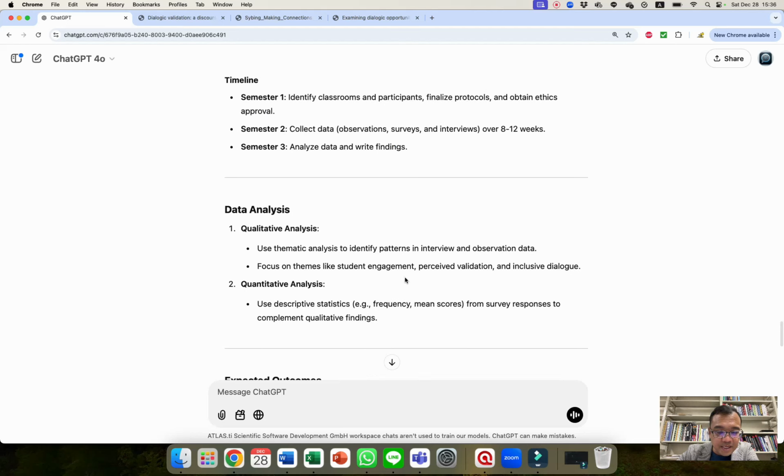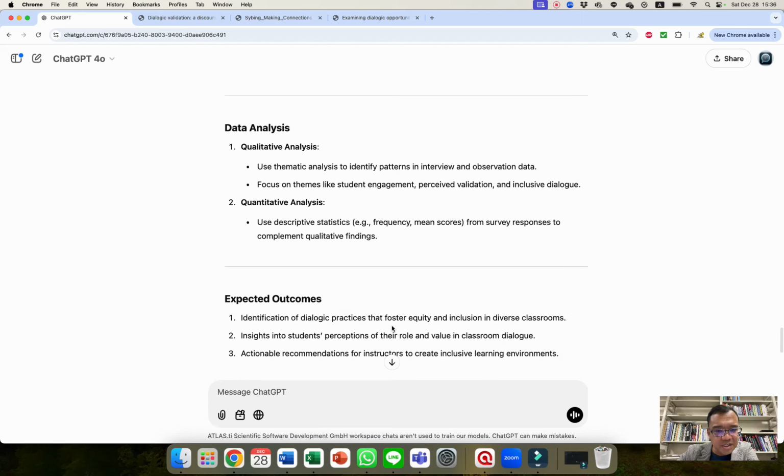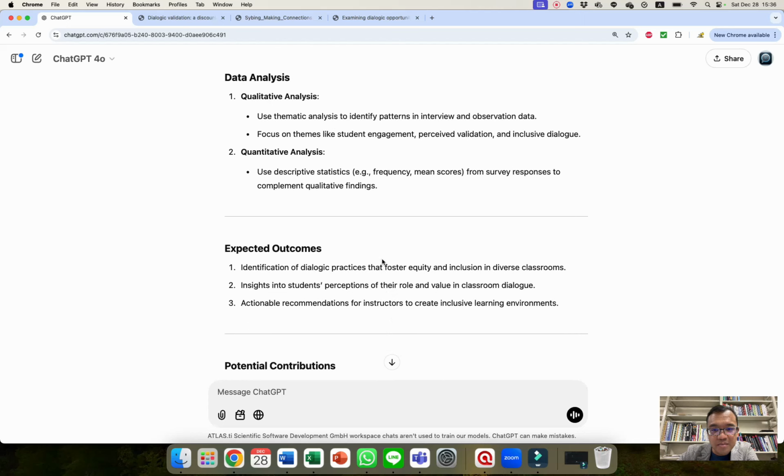And then the data analysis. Okay, it's still mixed methods in terms of qualitative and quantitative analysis, with expected outcomes as well. This is an important component of qualitative research, where you don't propose a hypothesis as you would in the physical or material sciences, but you have an expected outcome based on your knowledge of the field and based on what you have read from the literature. So what do we expect if we conduct this study?